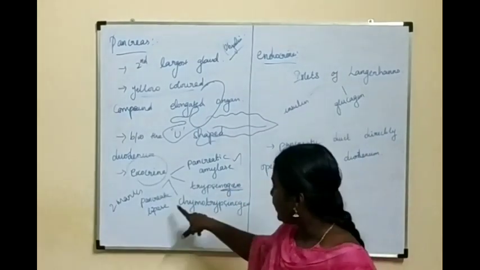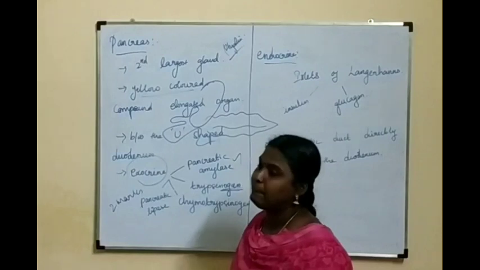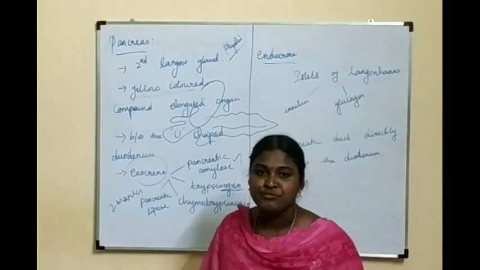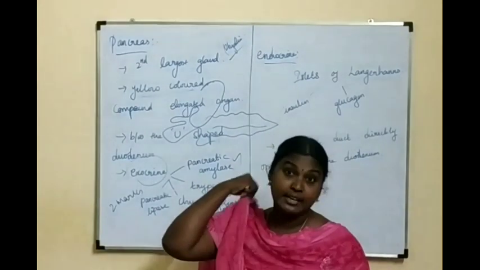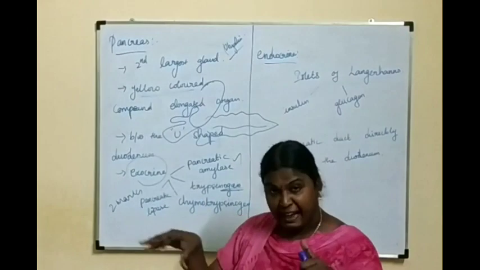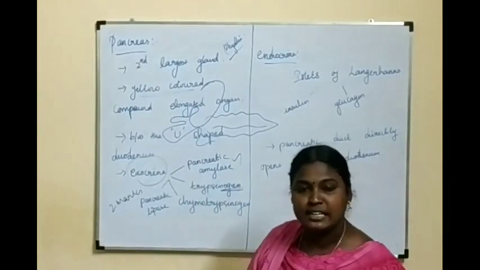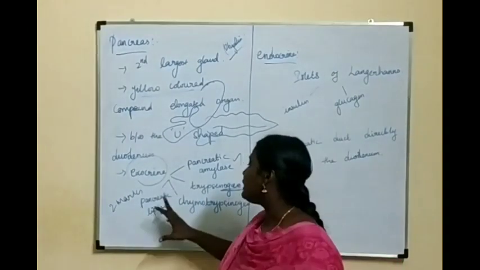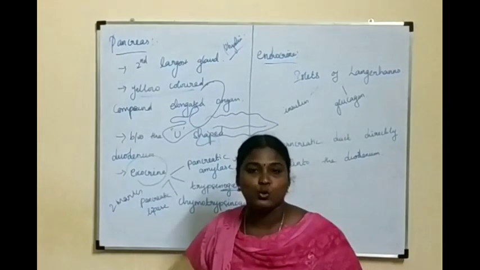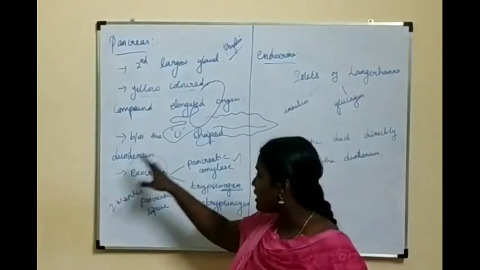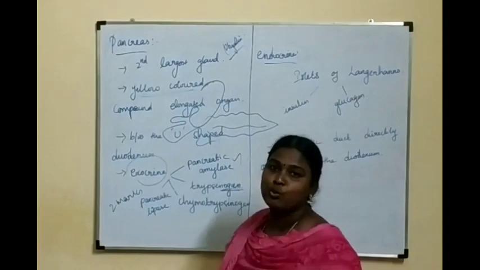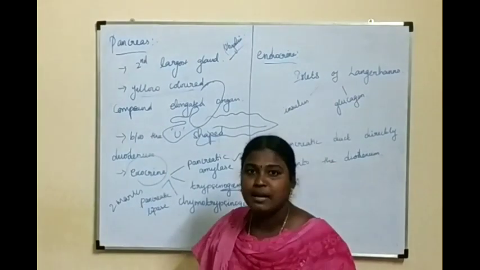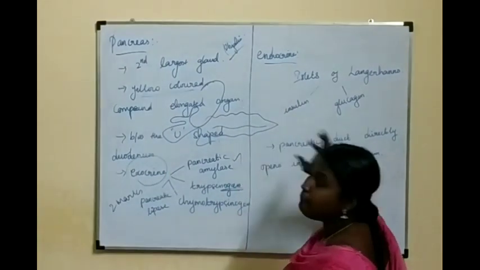Okay, next is lipase, pancreatic lipase. Where did we already study lipase? In bile juice. Bile does not secrete lipase but activates the lipase to digest the lipids. The pancreatic lipase also digests the lipids. So these are the functions of the exocrine enzymes. Can you understand? Next is the endocrine part of the pancreas.